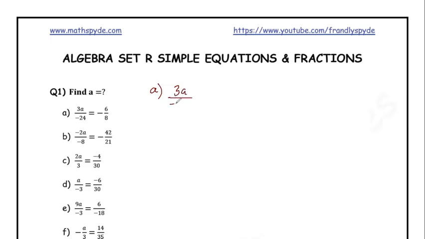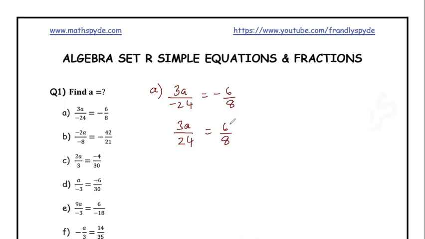3A over negative 24 is equal to negative 6 over 8. So we can rewrite this as 3A over 24 equal to 6 over 8, because negatives and negatives make a positive, the two negatives cancel out. It's as good as multiplying both sides of the equal sign by -1, and hence the negative cancels out.